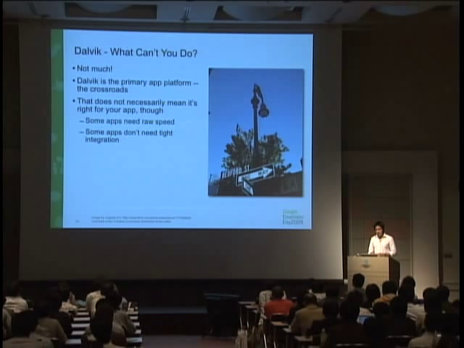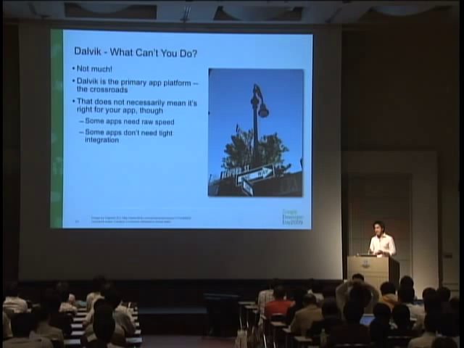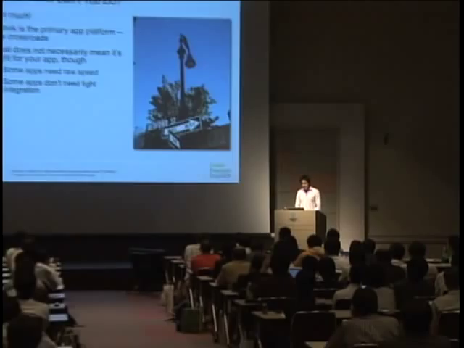But it doesn't mean necessarily that it's right for you. If you need all-out raw speed for your application, then maybe you might need native code. And if you don't need tight integration with the rest of the system, maybe you can get away with writing your application in Ajax. And we'll explore those possibilities later. But right now what I want to do is give you a demo of what a Dalvik implementation of that k-means clustering algorithm looks like.